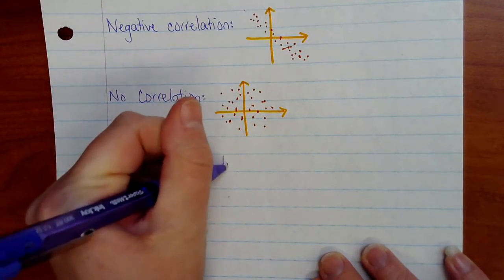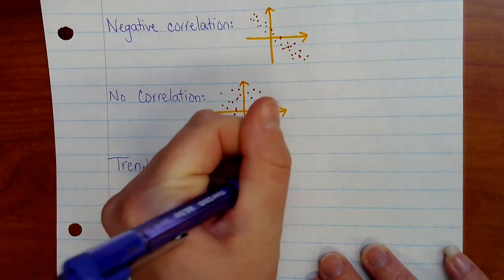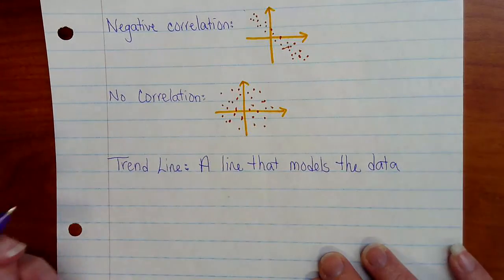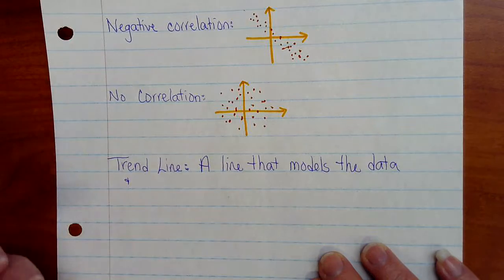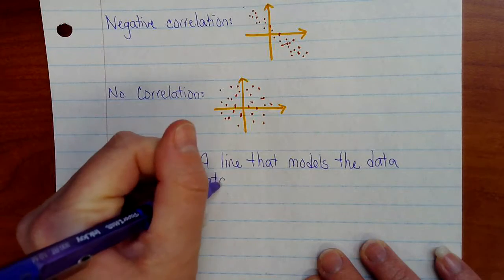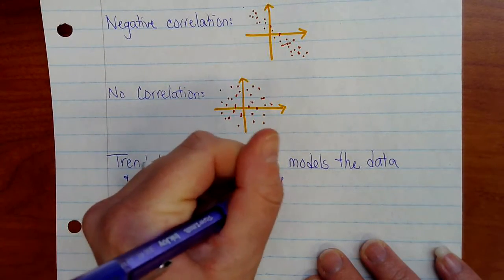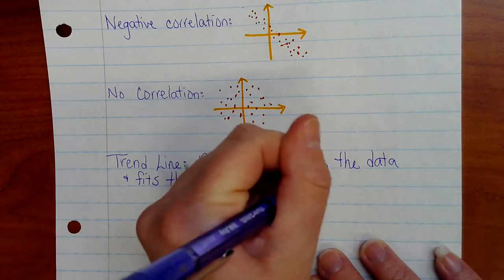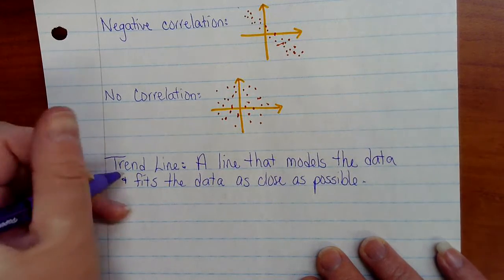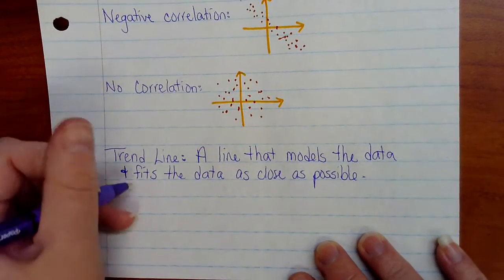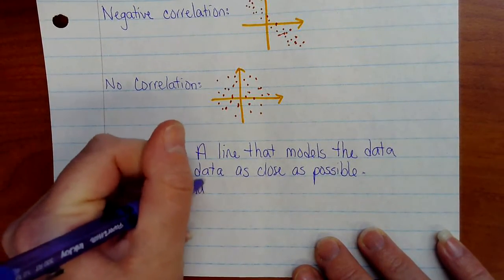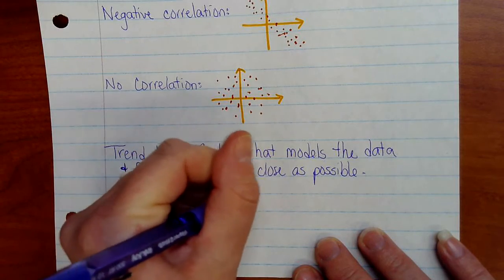So it's a line that models the data. And it's not going to fit the data perfectly, but it's going to fit the data as close as possible. I'm sure that's not the technical term, but it kind of makes sense to me. Now, what you're going to use this trend line for today is to make predictions. And that's kind of what scatter plots do.